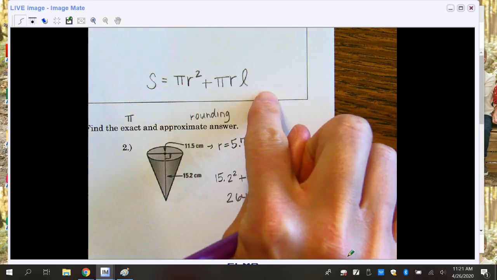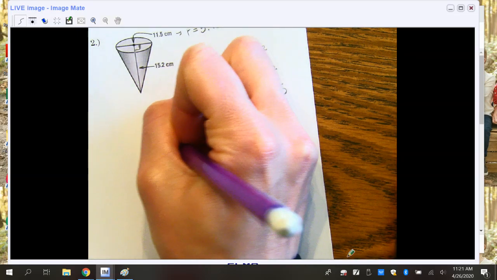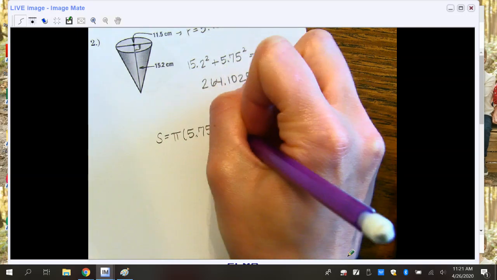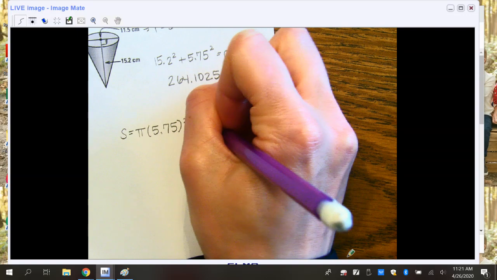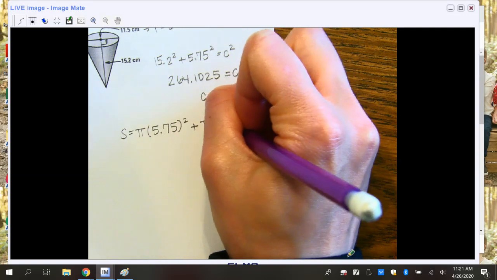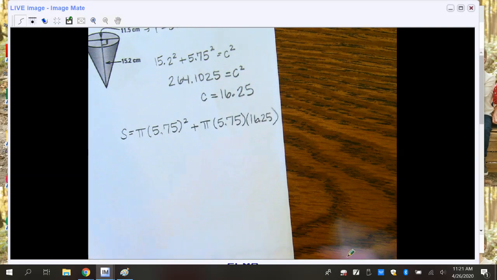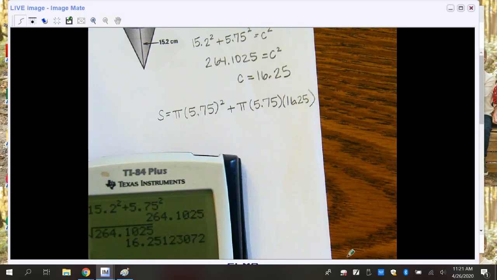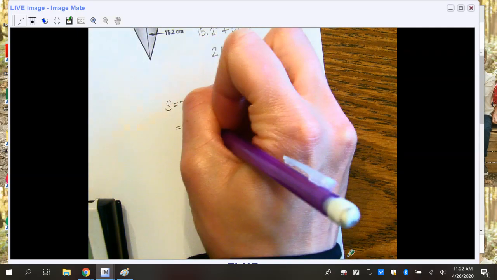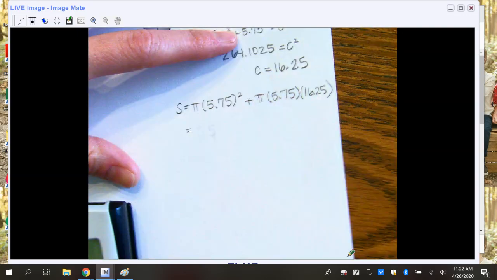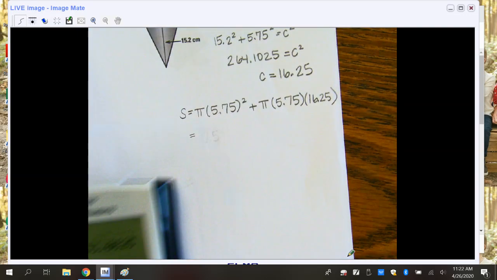Okay. All right, so now that I've got my slant height, I can put everything into the surface area formula. So pi times r squared plus pi times r times my slant height. Again, we're going to find the exact answer first. Keep pi in there. So, oops, I typed the wrong thing. 5.75 squared, that's what I want.